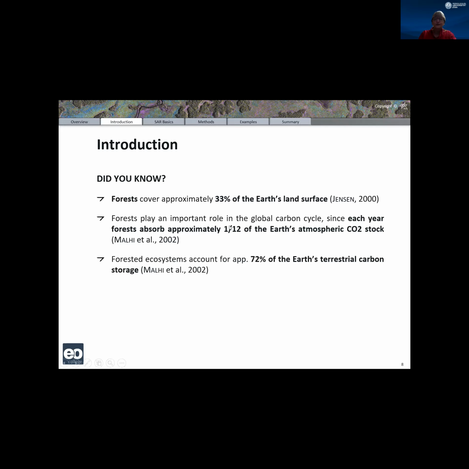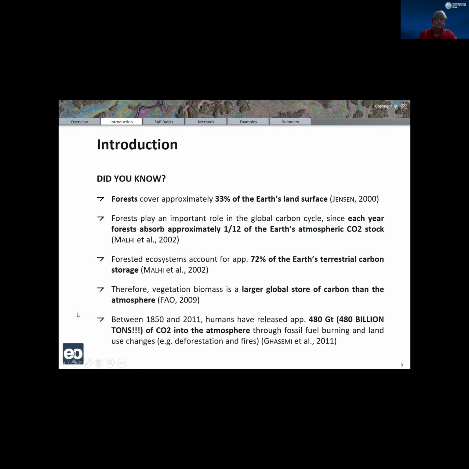But what is even more important, forest ecosystems account for approximately or over 70% of the Earth's terrestrial carbon storage. So here, again, a very, very important parameter in carbon cycling. And I don't know whether you knew this or not, vegetation biomass is a larger global store of carbon than the atmosphere. And then there are, and these numbers, of course, are continuously being updated, the contribution of carbon dioxide into the atmosphere based on fossil fuel burning, an issue, I guess, that you are also all very aware of.